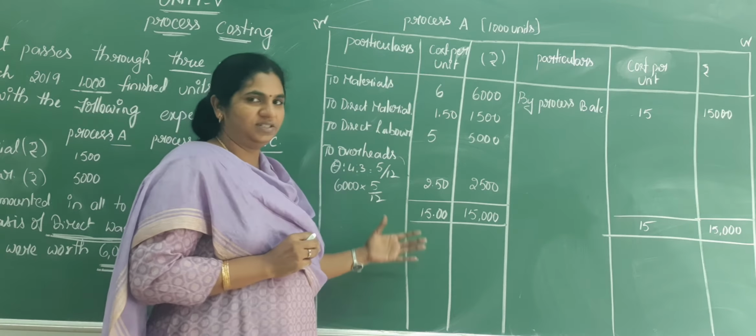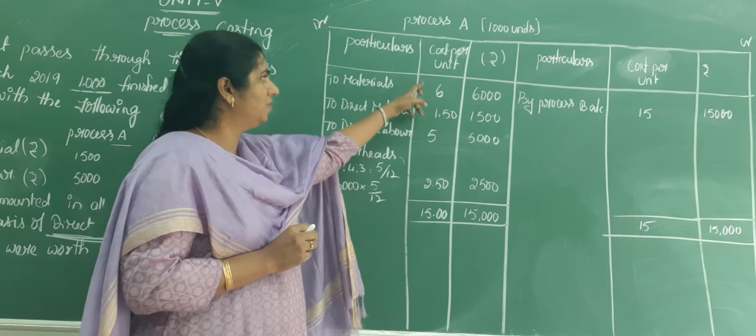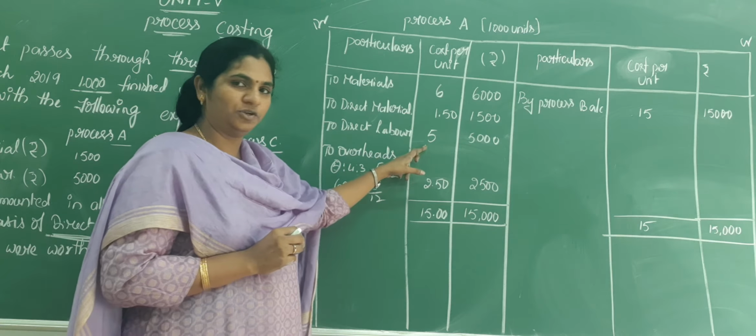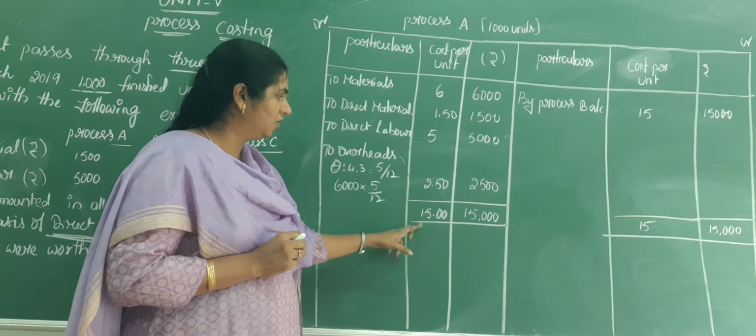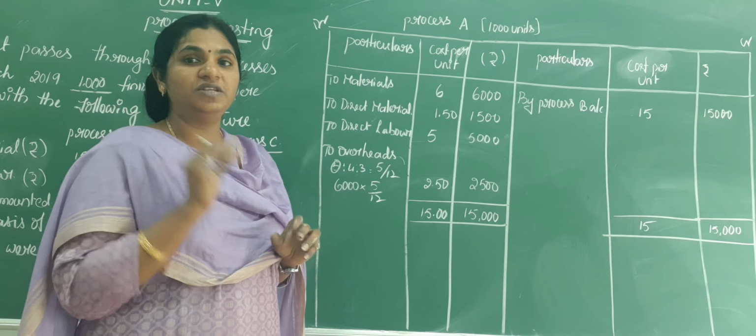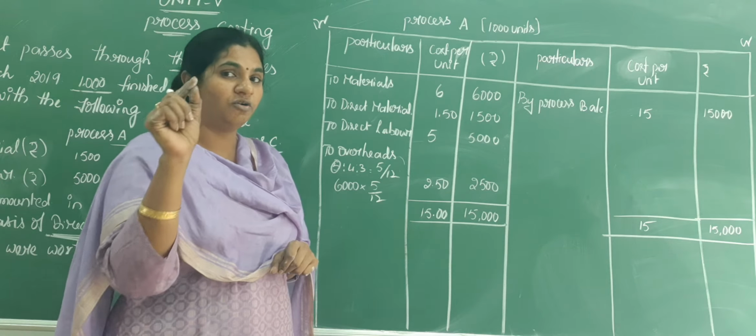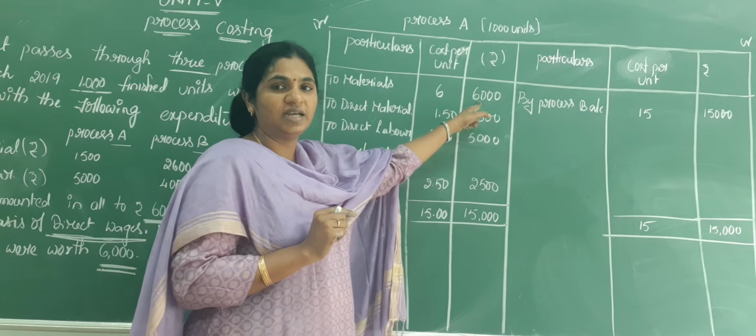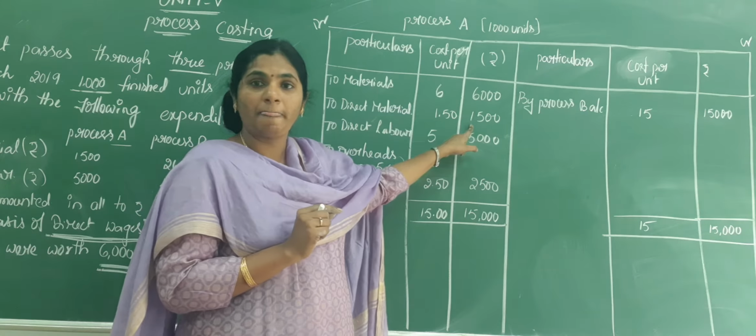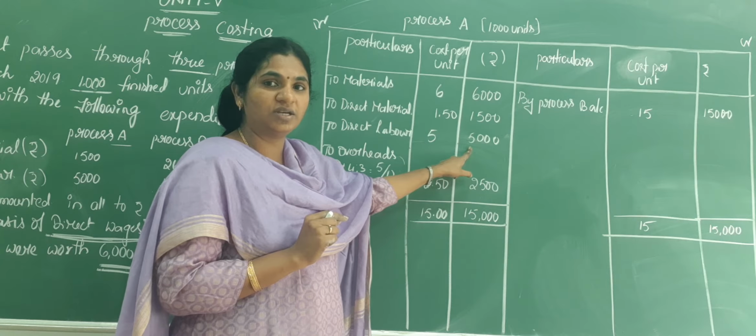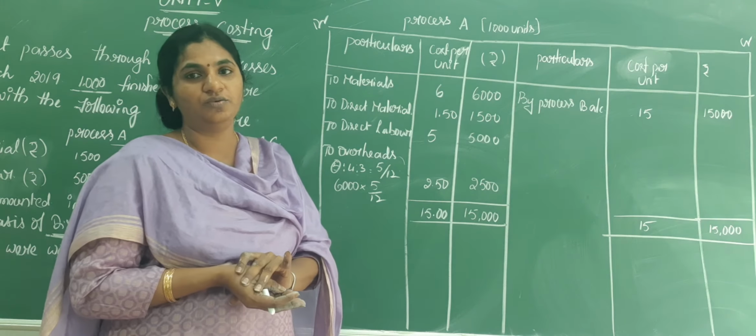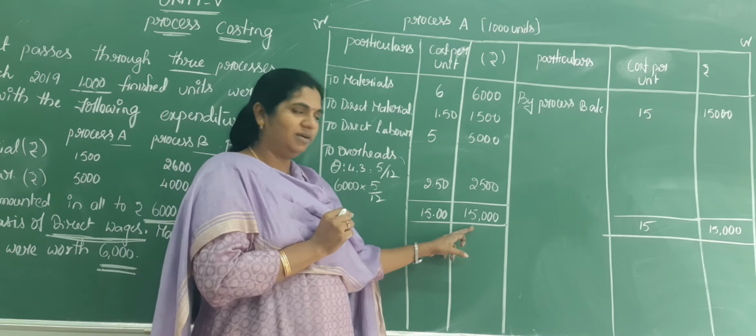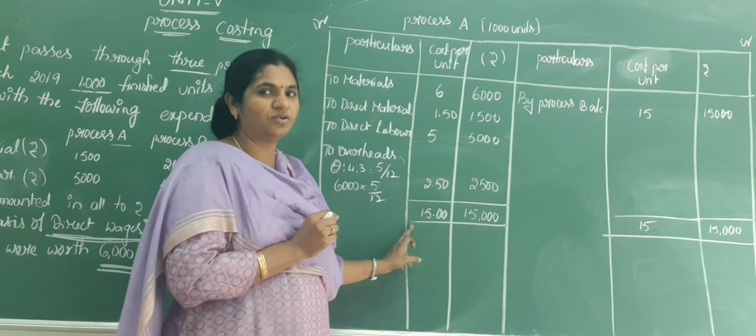So let us total it. When we total it, per unit cost of process A is 6 plus 1 rupee 50 paise plus 5 rupees plus 2 rupees 50 paise. Total it is 15 rupees. For how many units? For how much cost? Observe, 6000 is raw material directly. Next 1500. Next 5000 is labor charges and 2500 overheads. Total 15,000. Just apply the brain. Total amount is 15,000. Each unit cost is 15.